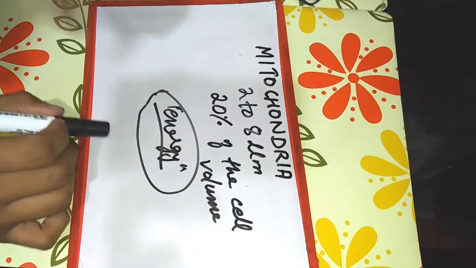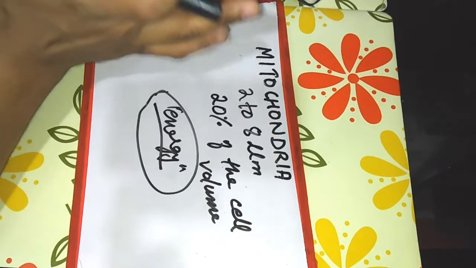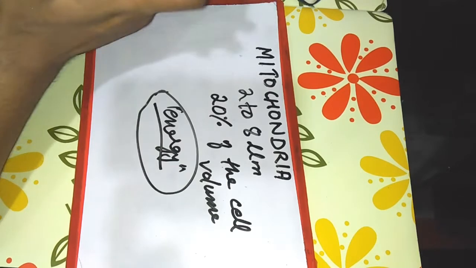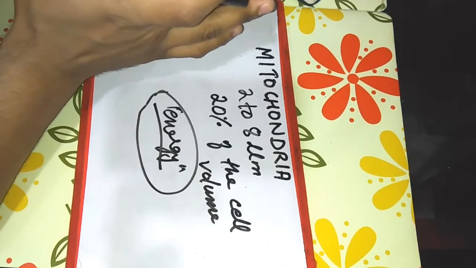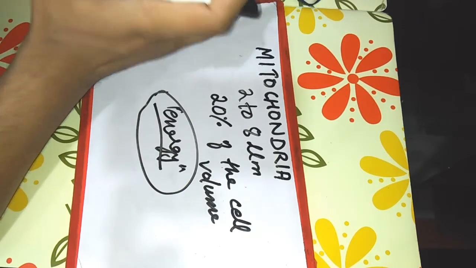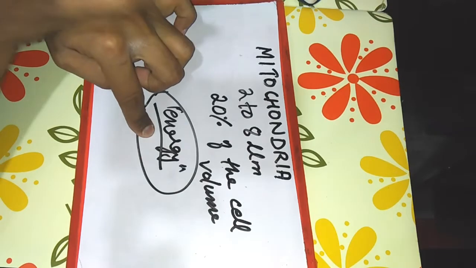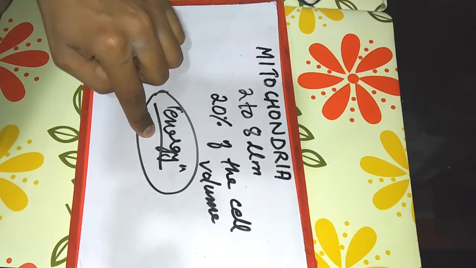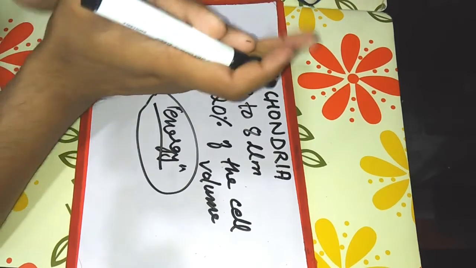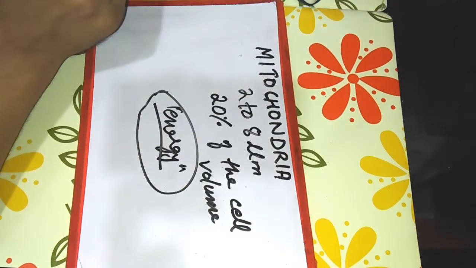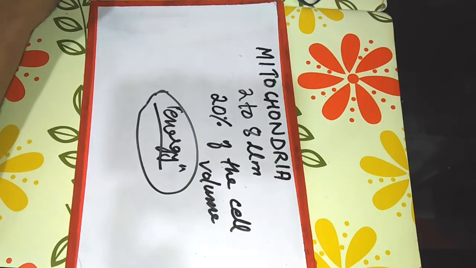For example, in our muscle cells, there are lots of mitochondria as compared to some other cells of the body which are, you can say, passive in energy mode. They can't consume much energy, they can't produce much. So the number of mitochondria will be less in those cells, as compared to those cells which are active in energy production. So a greater number of mitochondria will be in that particular cell.